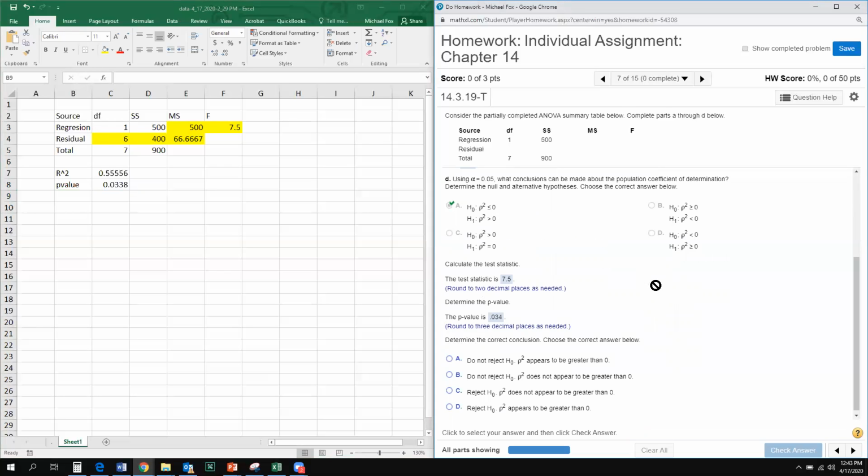And then finally, we're supposed to talk our way through this. In this case, our p-value, 0.03, is less than our alpha. If our p-value is less than our alpha, that means the probability of getting this test statistic is less than the probability represented by our alpha, which means we're going to reject the null hypothesis that it is less than or equal to 0, and we're going to accept the idea that it is very likely that it is greater than 0. So we're going to say reject the null hypothesis because it appears that it's greater than 0. And that's it.